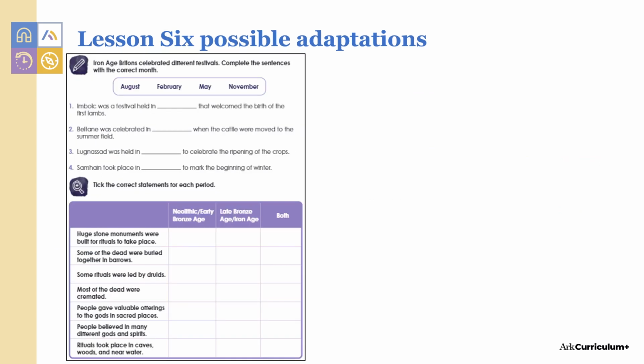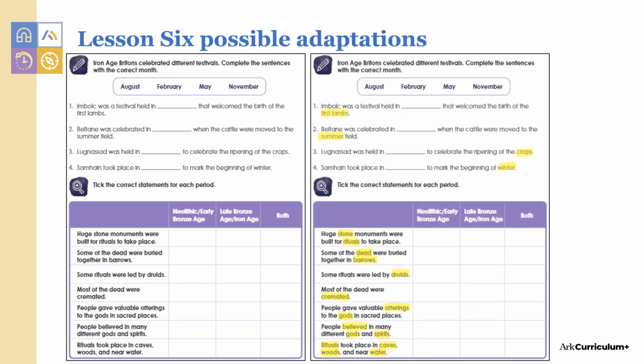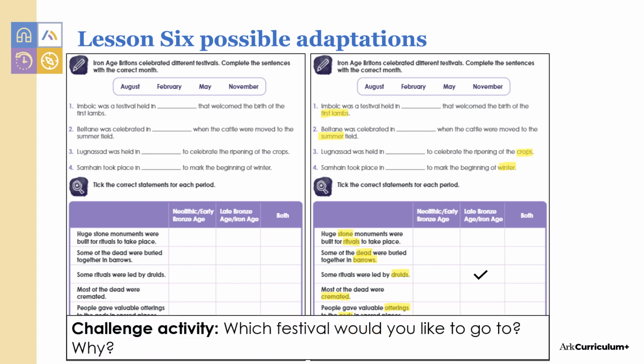In this Lesson 6 activity, pupils are able to answer this table using text in the previous page. This is another activity where you could highlight keywords in the text and table to support pupils' understanding. Another step could be to partially complete the table to allow pupils to spend more time on the other sections. Stretch pupils by asking a challenge question, such as, which festival would you like to go to and why?